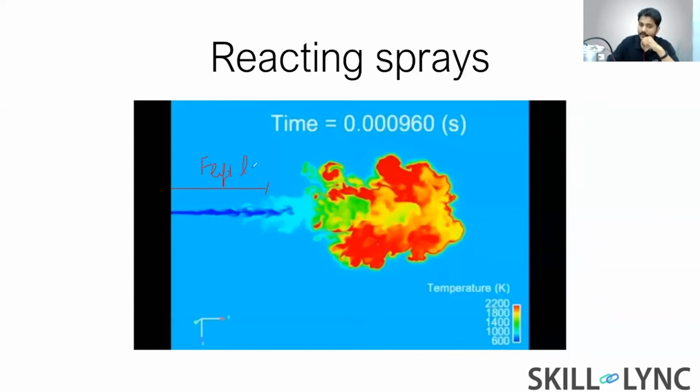Liftoff length. So whenever your flow is turbulent, that means there will always be a distance at which the flame will sit. Now this is why, for example, if you go to carnivals, you will see people who breathe fire. This is exactly what they do.